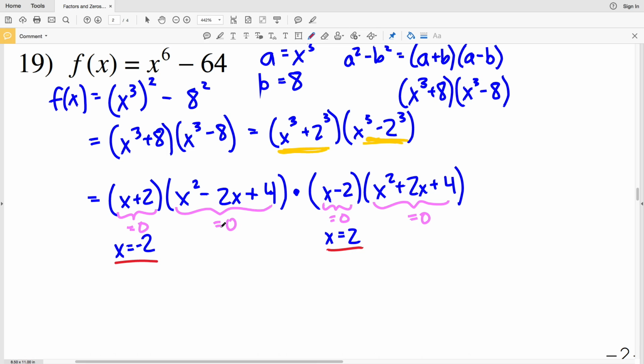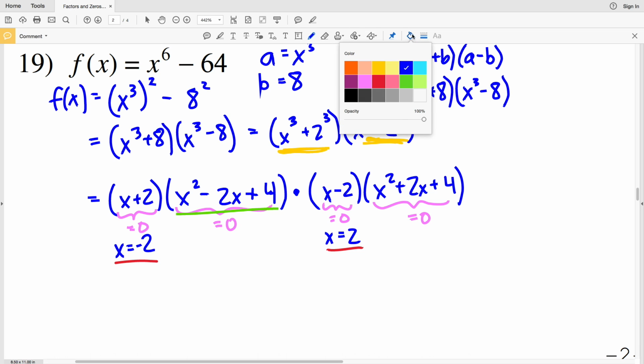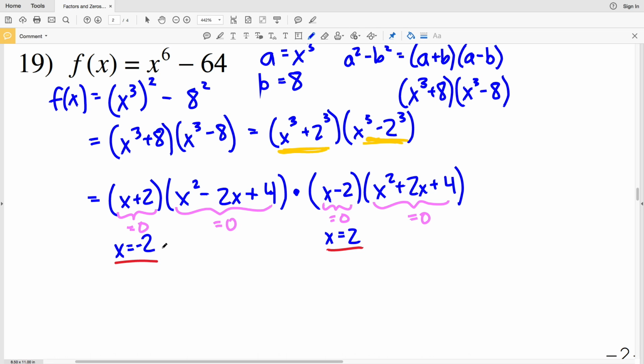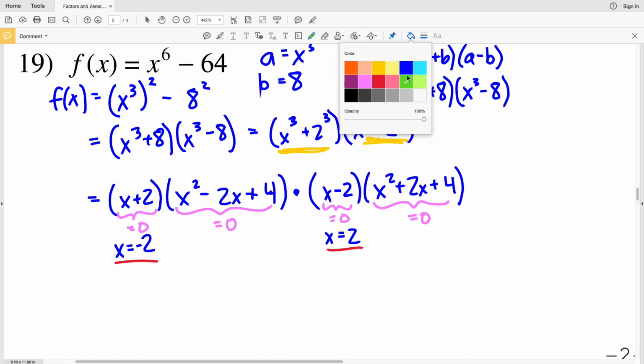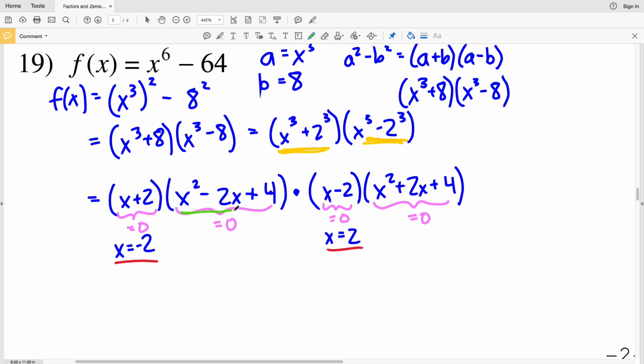Now, zooming out a bit, I'm going to first work through when x squared minus 2x plus 4 equals 0, and I'm going to do that using the quadratic formula. However, if you note, the only thing different between x squared minus 2x plus 4 and x squared plus 2x plus 4 is our b values. One is positive and the other is negative, and all the other values are the same. So remembering our quadratic formula, it's the opposite of b, plus or minus the square root of b squared minus 4ac, all over 2a.